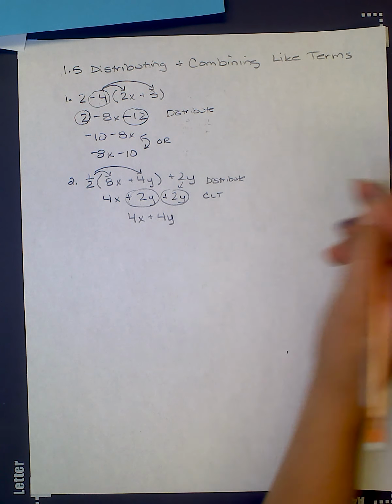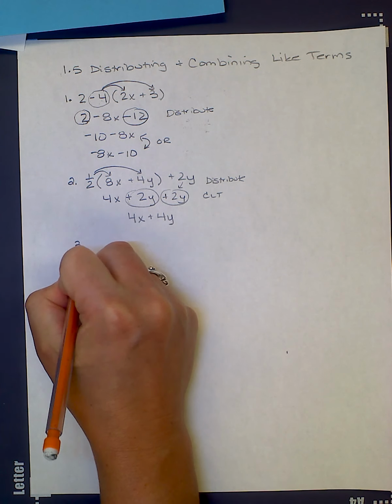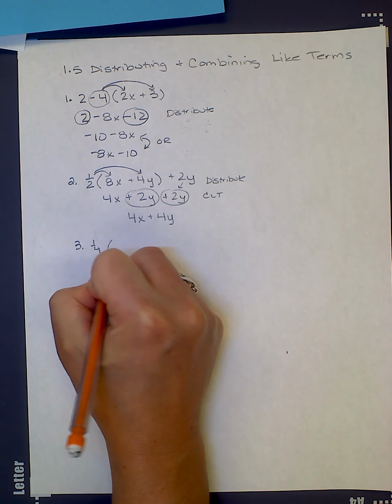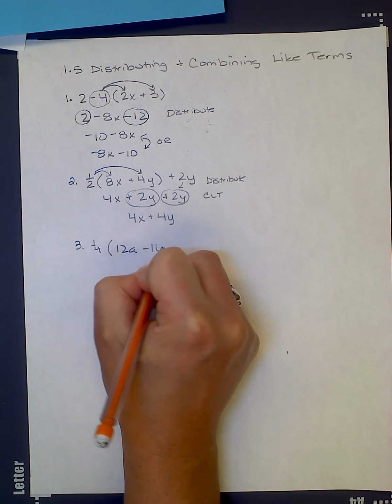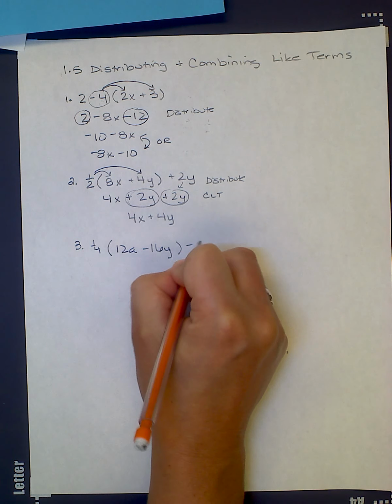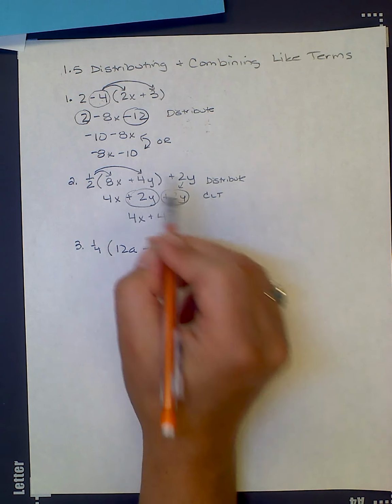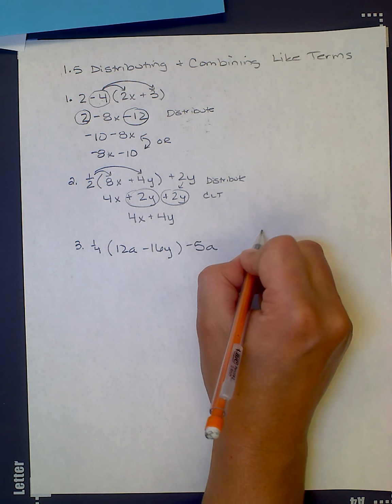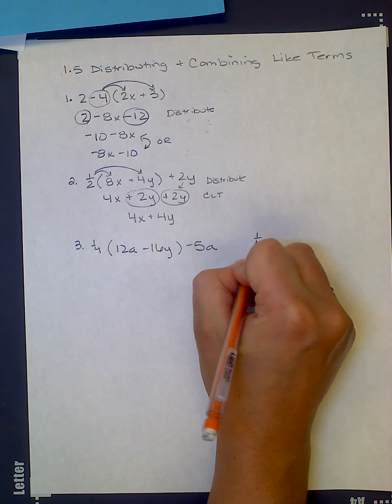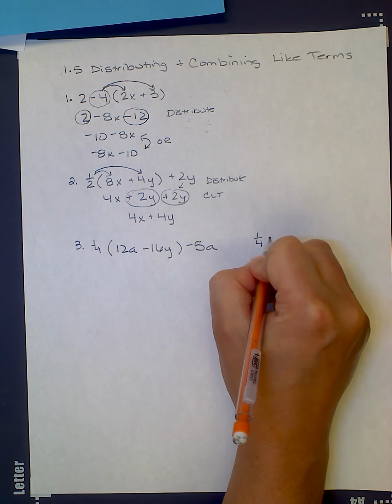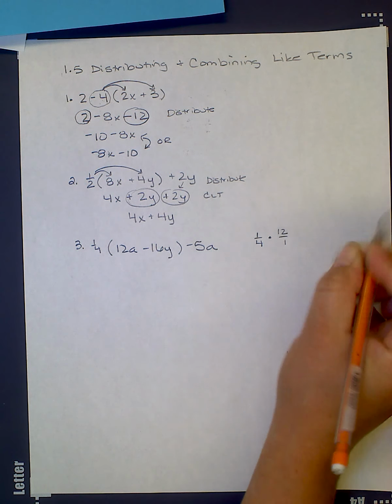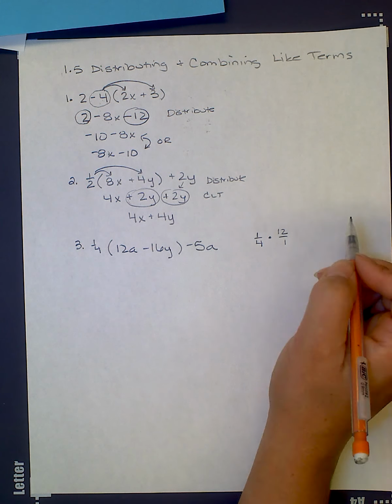Number 3. 1/4 times 12a minus 16y minus 5a. Same idea as the one we just did. Now we want to take a fourth of 12. Now let me show you over here what we were thinking in our mind. 1/4 times 12 over 1. There are a couple ways you can do this.